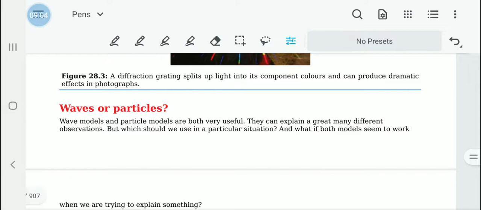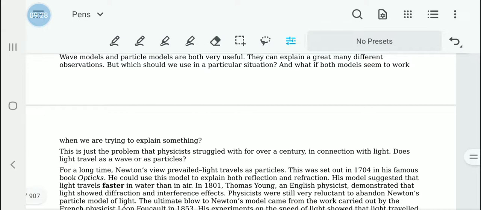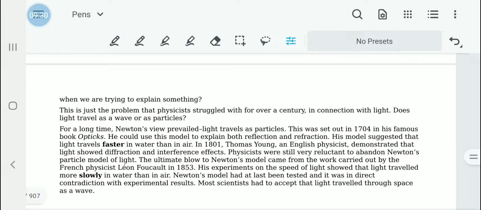So now we have learnt about waves and particles. Now how are we going to figure out which model is useful and which can explain the situation is what we have the problem about. Then light, is it particles? Now you have learnt about photons. So is it the particles that travel, or is it the energy that gets transferred?